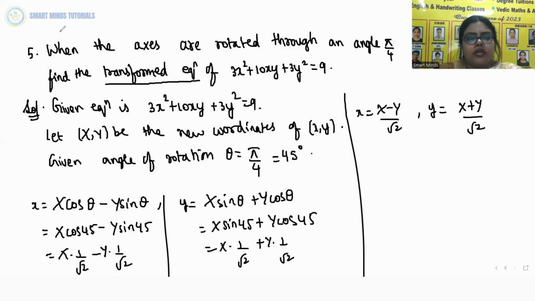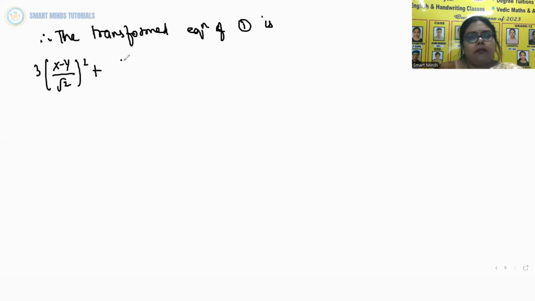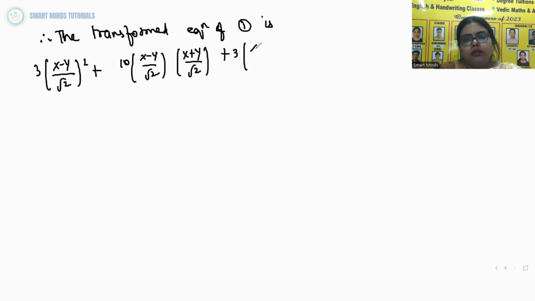So therefore the transformed equation of equation number 1 is, now we will substitute the values of small x and small y which we got. So 3 into X minus Y by root 2 whole square plus 10 into X minus Y by root 2 into X plus Y by root 2 plus 3 into X plus Y by root 2 whole square. That is equal to 9.